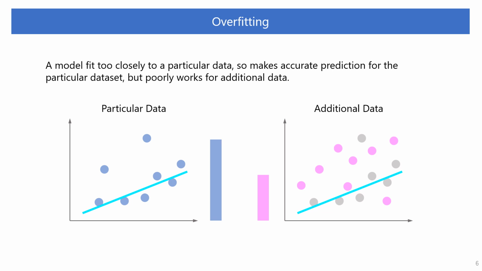In developing a supervised model, one of our greatest concerns is to prevent overfitting. Overfitting is a phenomenon where a prediction model makes accurate predictions for a particular dataset, but works poorly for additional data. In other words, overfitting refers to a modeling error, where a prediction model fits too closely to a particular dataset, and thus poorly fits other unknown datasets.